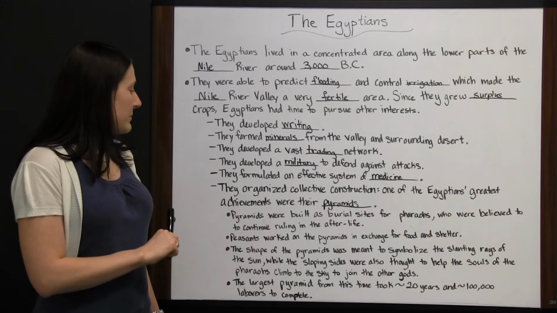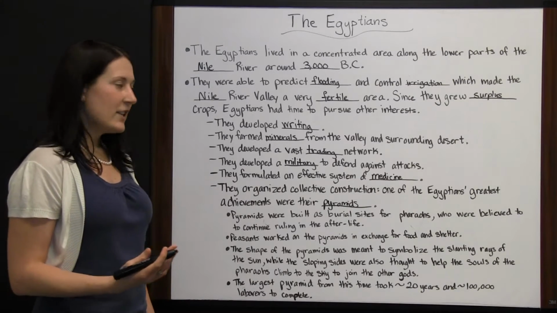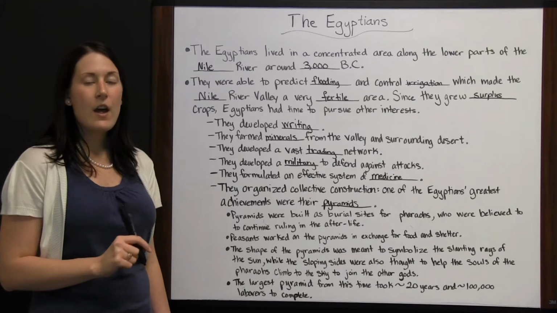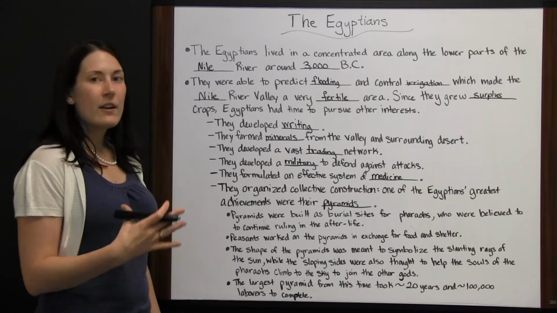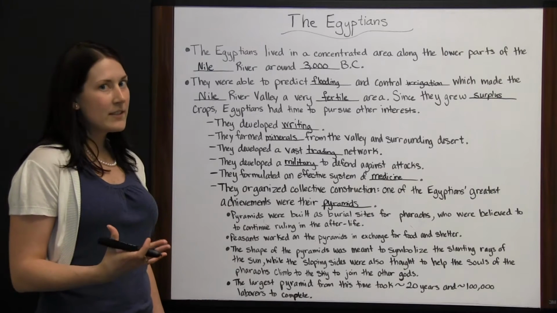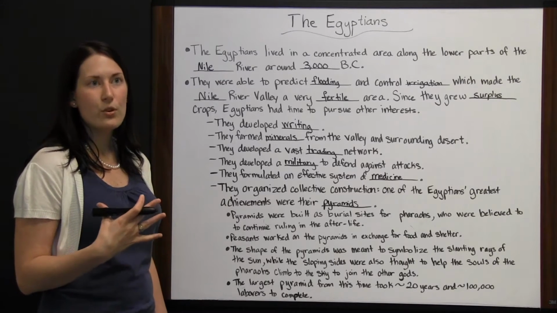So pyramids were originally built as burial sites for pharaohs, who were the leaders in Egypt. And they were believed to continue ruling in the afterlife. So they made these huge pyramids and they buried the pharaohs in there after they died. And they buried them with food and with servants and with animals, with gold, jewels.